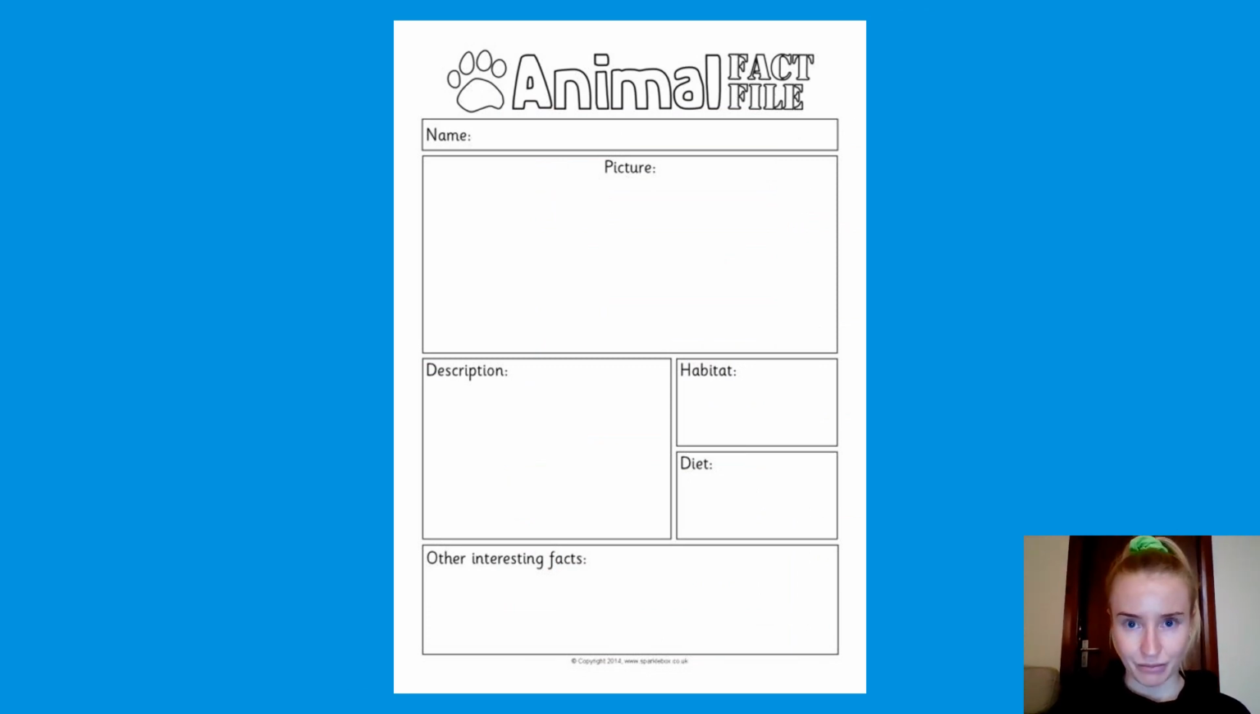Here is another example of a fact file, and it's actually empty, so you guys could use this next week whenever you start writing, or in the later lessons whenever you start writing your fact file. But you can see that the subtitles here are quite similar. So it says picture, and underneath the picture you would draw the animal or put a picture in. It says habitat, diet, description, and other interesting facts. So these are going to be really helpful for us whenever we come to choosing our subtitles.